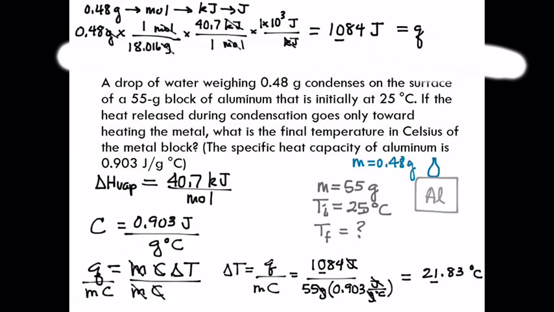Did the block of metal get warmer or colder? Warmer. It's going towards heating the metal, right? So if this is the change, and that's the initial temperature, it must be 25 plus the 21.83. So T final equals the initial plus the change. So that's what, 47 degrees Celsius. Any questions?